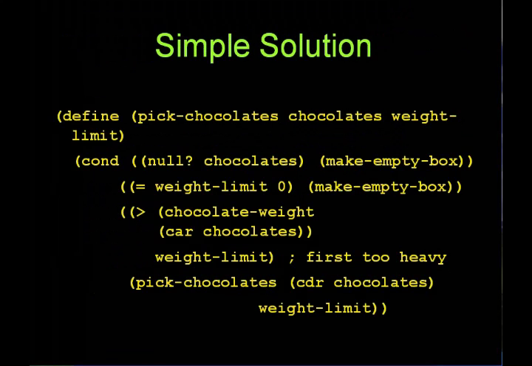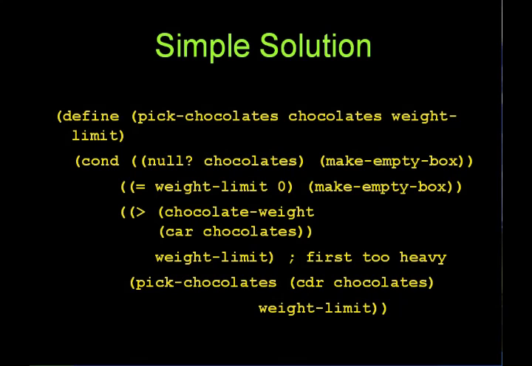So you can do the following. Pick chocolate weight. If there are no chocolates, then you make an empty box. If the weight limit is 0, you also make an empty box, because these are 2 basic cases. If you have no chocolate to pick from, or if you have no weight you can keep, then the best you can do is an empty box.